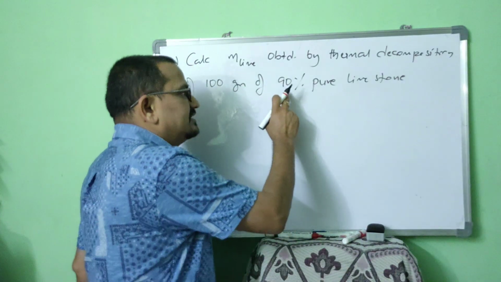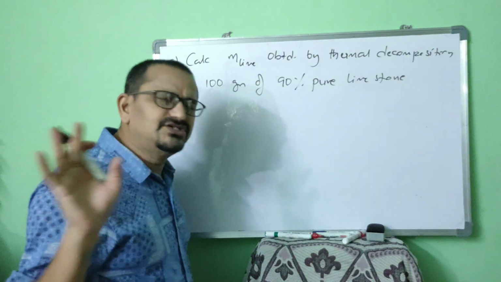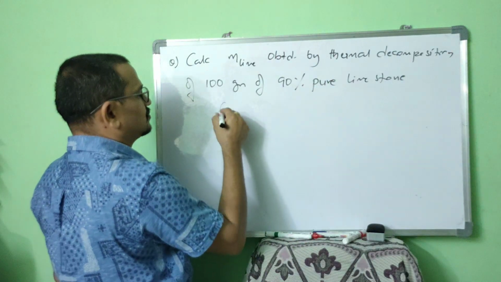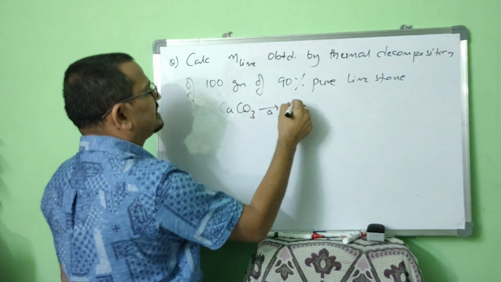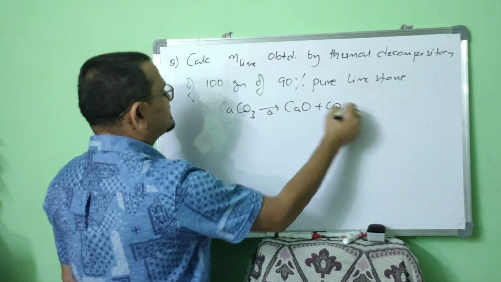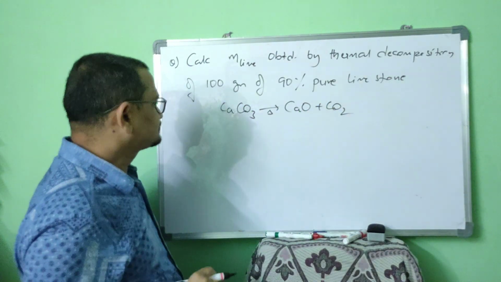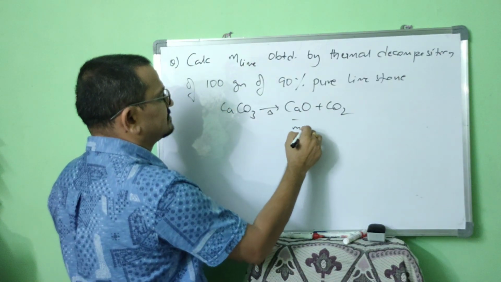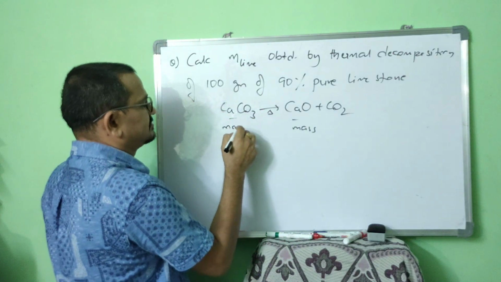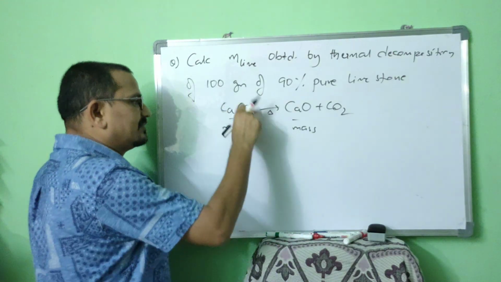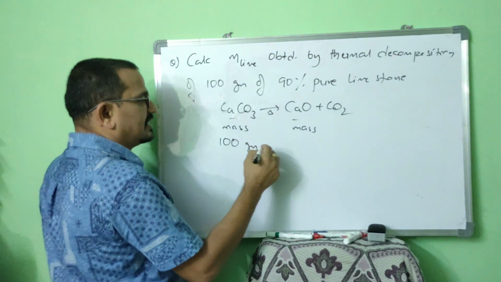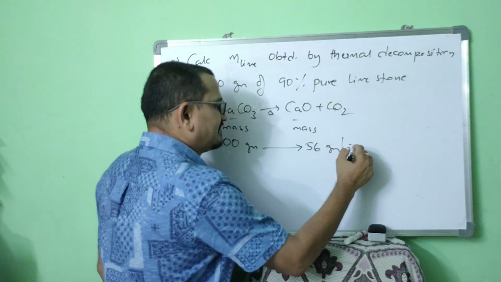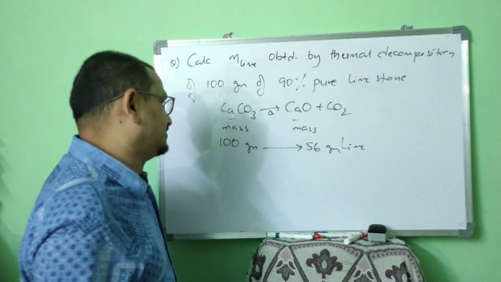Now in this question 90% pure is given. Okay, the procedure is the same as usual. What is the procedure? Thermal decomposition of limestone, CaCO3 on thermal decomposition gives CaO plus CO2, right? Now according to this, the mass of lime, and this is also a mass. What is the formula mass of this? 100 grams. 100 grams of limestone is giving 56 grams of lime.